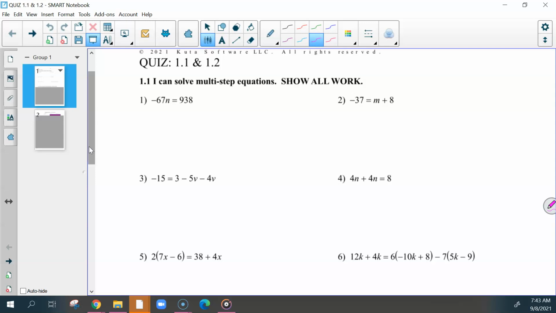For this first one, you needed to get n completely by itself, so you should have divided both sides by negative 67. When you divided both sides, this canceled, just leaving n. 938 divided by negative 67 was a negative 14. Some of you just put positive 14, but it was negative. Questions on that one?